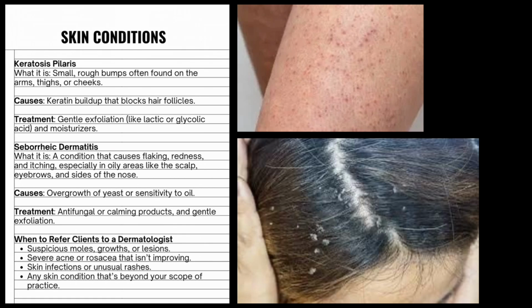Seborrheic dermatitis, which is like dandruff. It causes flaking, redness, and itching, especially in oily areas like the scalp, eyebrows, and sides of the nose. It is an overgrowth of yeast or sensitivity to oil. You can treat it with antifungal or calming products and gentle exfoliation.